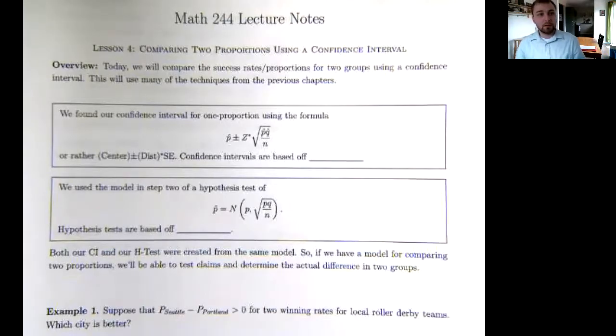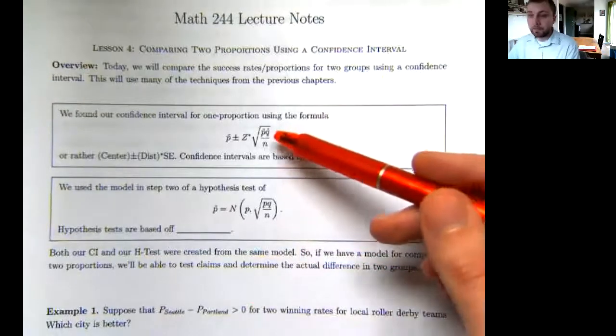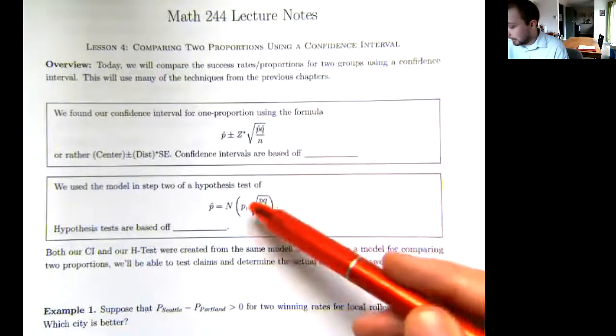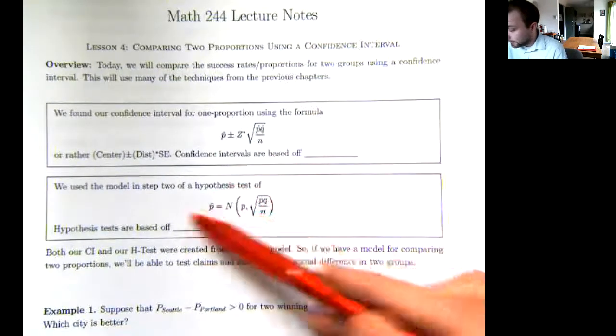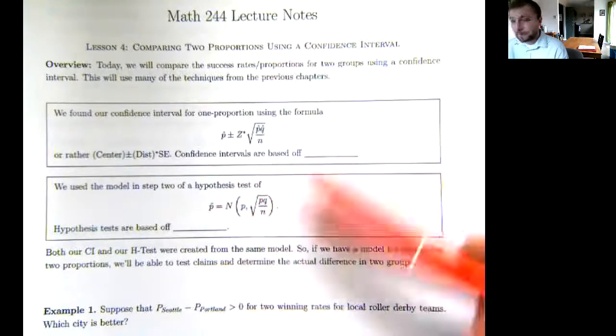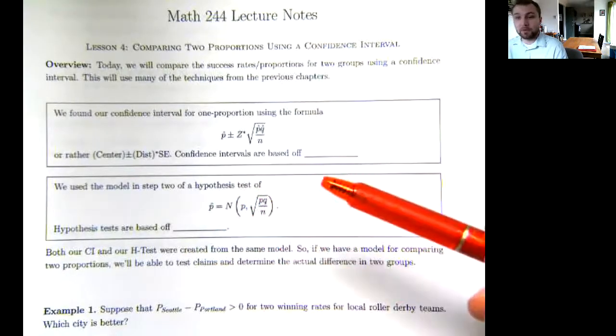Okay, today we're going to be comparing two proportions using a confidence interval. So my strategy here is that I'm going to take the formulas that we have for the confidence interval for a single proportion and the formula for a single hypothesis test with one proportion, and use this to figure out what should happen when we're comparing two groups.